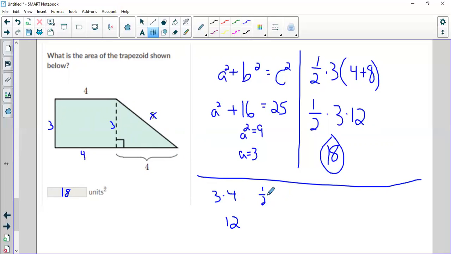So it's 1/2 times base 4 times height 3. 1/2 of 4 is 2. 2 times 3 is 6. And those two pieces are being added together to get the grand total area. 12 plus 6, still 18. Check. That's how we find perimeter and area, but you have to use the Pythagorean theorem to calculate at least one of the pieces before you can actually find it.